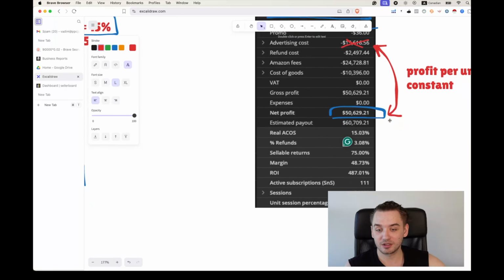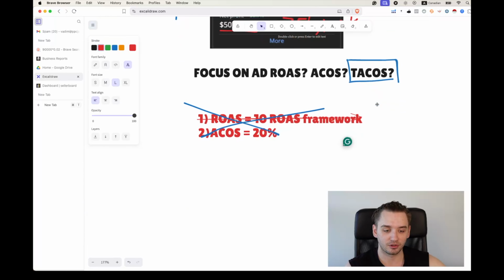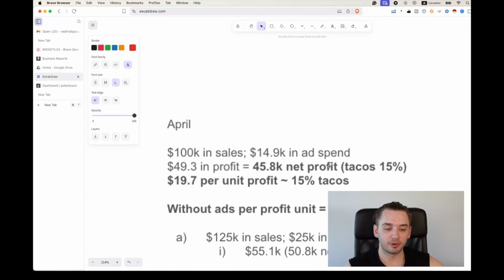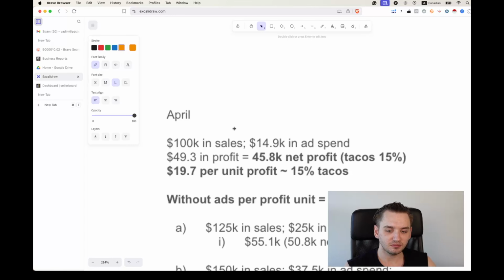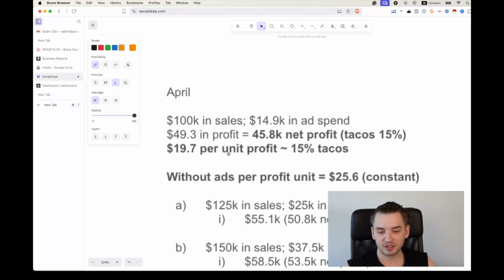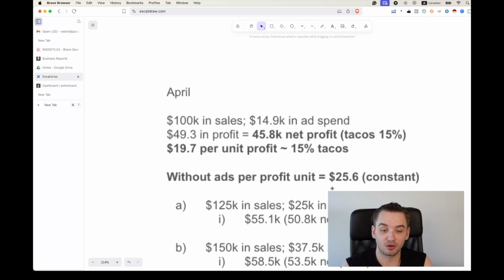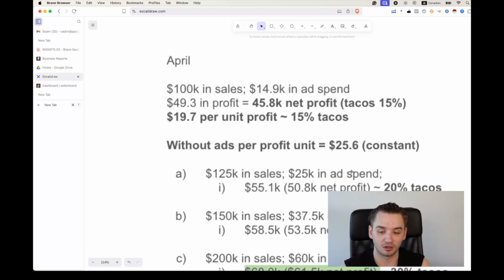So how are we maximizing this? What formula are we using? So here you go, month of April: 100K in sales, 14K in ad spend, and this is the net profit, I think this is with ads. So this was 19.7 per unit profit, which is 15% TACoS, like I mentioned. And then we can easily work out that without ads, it's going to be 25.6 constant profit per unit.